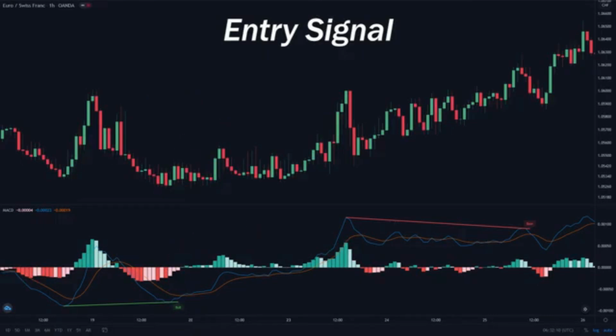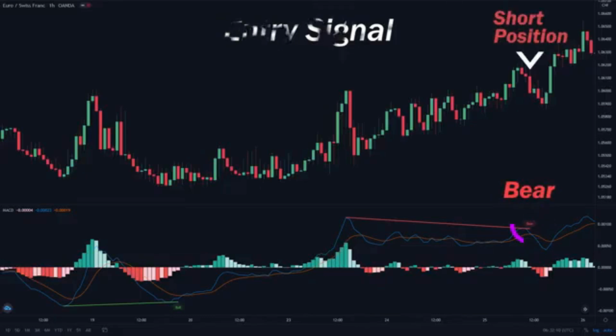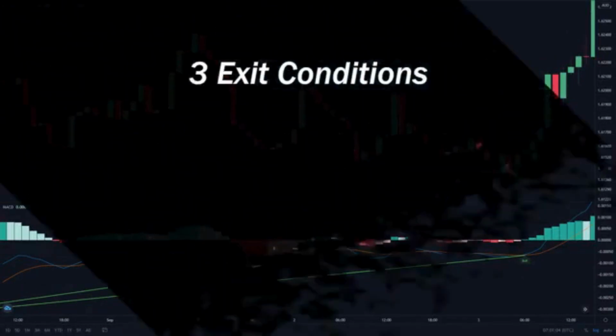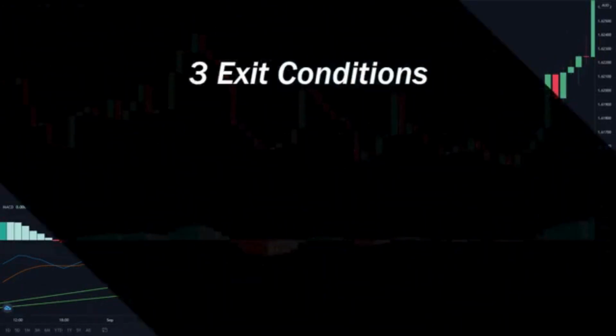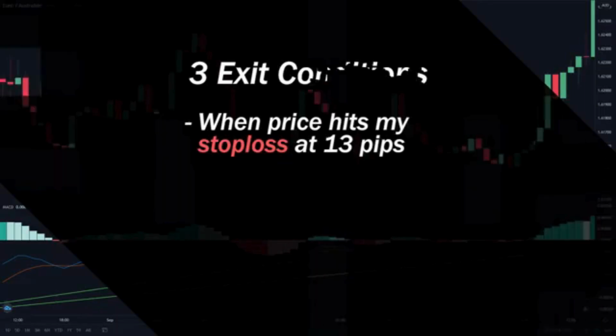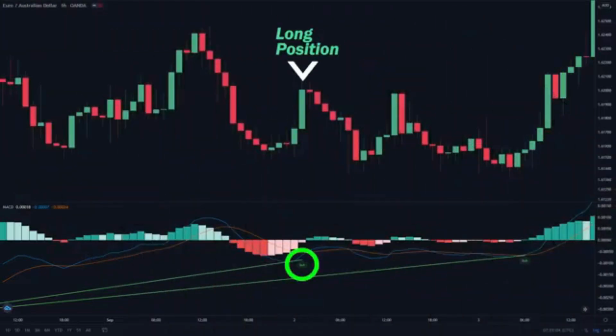And if the signal indicates a bear sign, then I'm taking a short position. Now for my exit signal. For this backtest, there are 3 conditions for me to exit a trade. My first condition is when the price hits my stop loss, which would be a maximum loss of 13 pips. So I'd only receive a max loss of 13 pips.